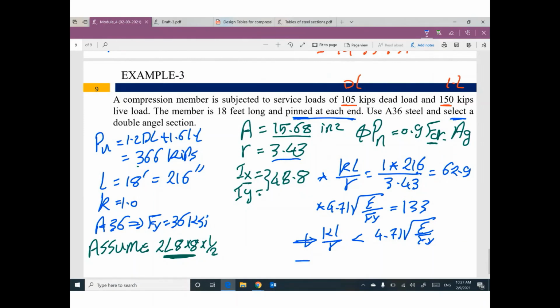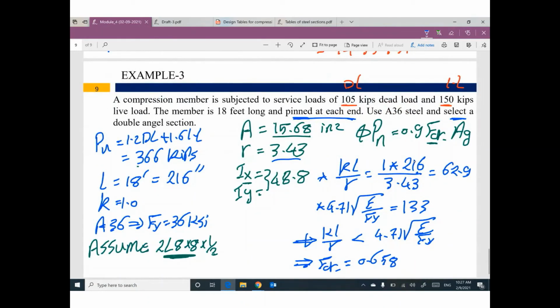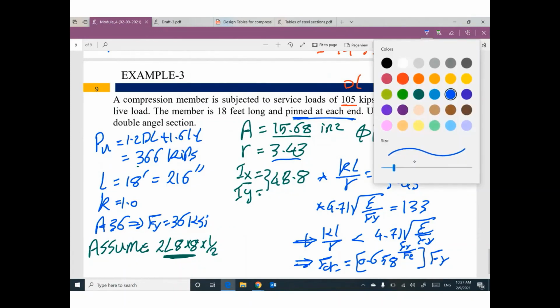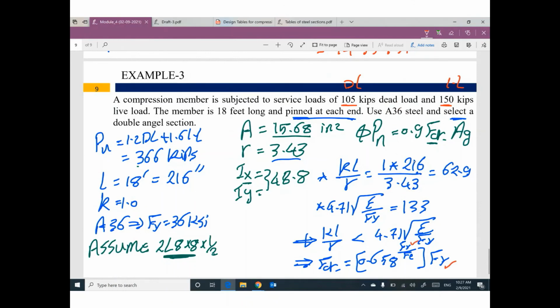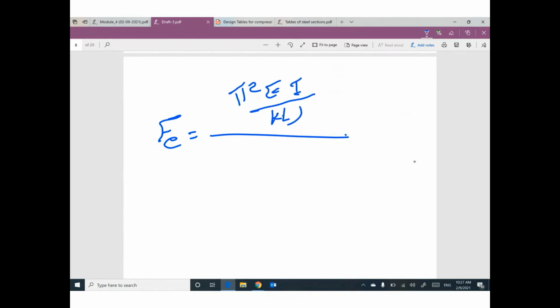So the value of Fcr equals 0.658 to the power Fy divided by Fe, all of that times Fy. We understand that everything is given, Fy, 0.658. We're still looking for Fe. The value of Fe for this example equals pi squared E I divided by KL, all of that squared, divided by area. Put your numbers. That's it.